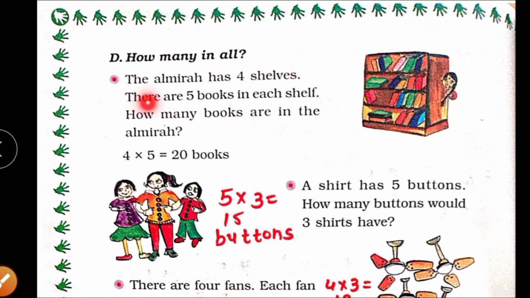All. The almirah has 4 shelves. 1, 2, 3, 4. There are 5 books in each shelf. 1, 2, 3, 4, 5. How many books are in the almirah? Okay, let's count. First we have to write statements.